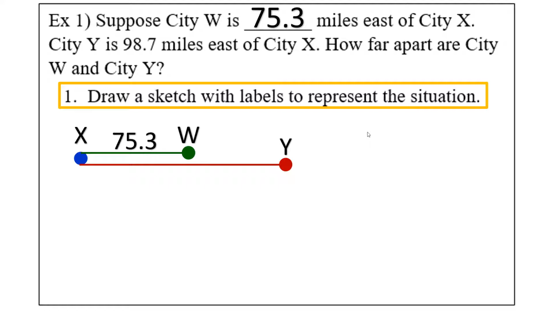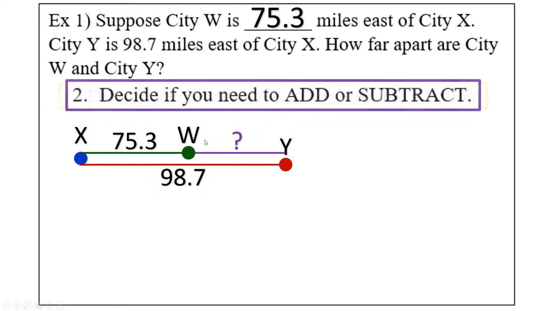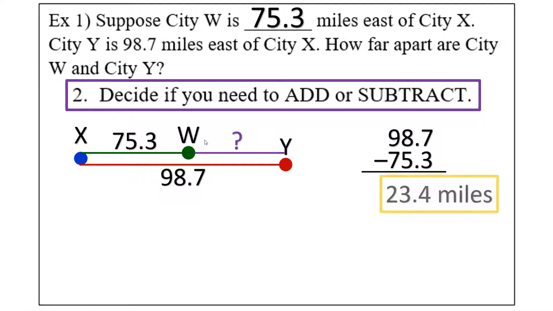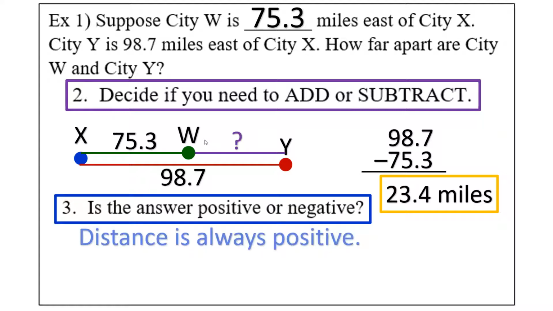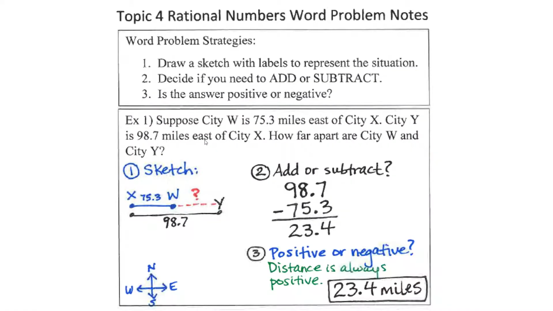And then we're supposed to find how far apart city W and city Y are. So that's figuring out the distance right there. So we have our values. We can see that there's overlap here. So this distance is 98.7. This distance is 75.3. So this plus what equals 98.7. Therefore, we are going to be subtracting these 2 values to figure out the missing piece. And then we have to think about, is it a positive or a negative 23.4 miles? Well, distance is always a positive. Negative will tell us direction, but the actual distance is positive.